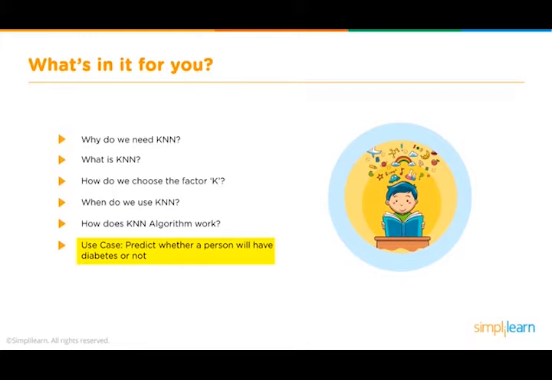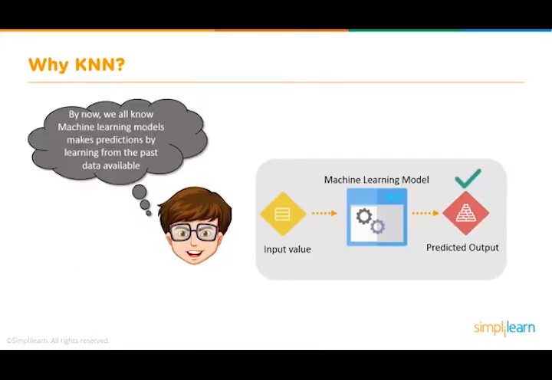Predict whether a person will have diabetes or not. That is a very common and popular data set as far as testing out models and learning how to use the different models in machine learning. By now, we all know machine learning models make predictions by learning from the past data available. So we have our input values, our machine learning model builds on those inputs of what we already know, and then we use that to create a predicted output.